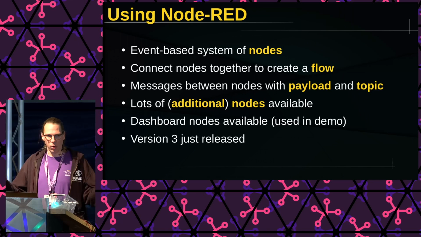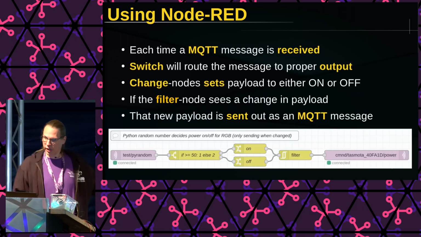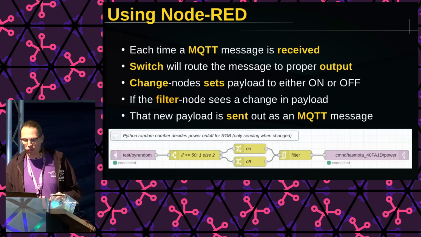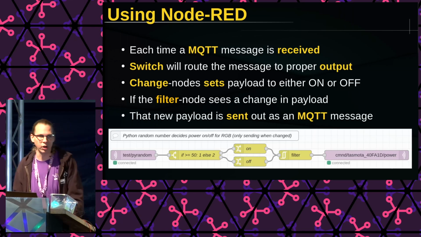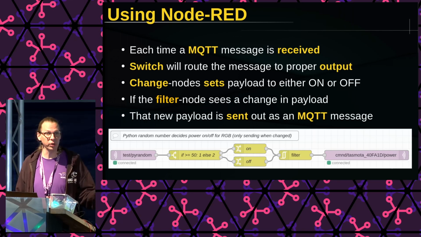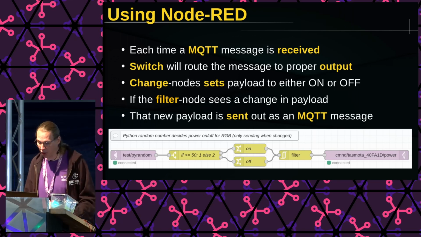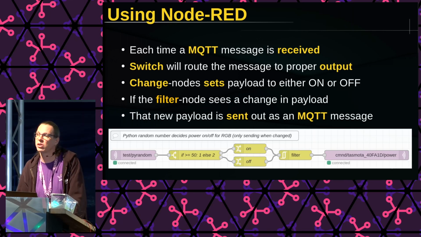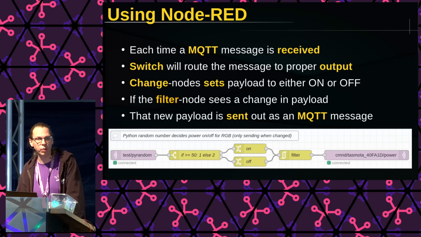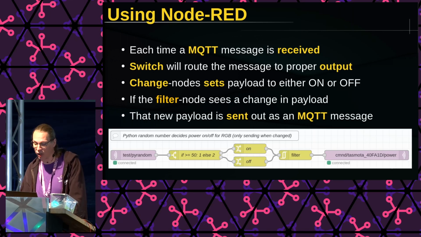So nodes and flows look like this. In this case, we have on the left an MQTT input node. This listens to a topic, so it subscribes to a topic just like we did in the first demo. If a message is received, it will pass on the payload and the topic to the next node, which in this case is a switch node. It has one input and two outputs, and it'll check whether the payload is more or less than 50.